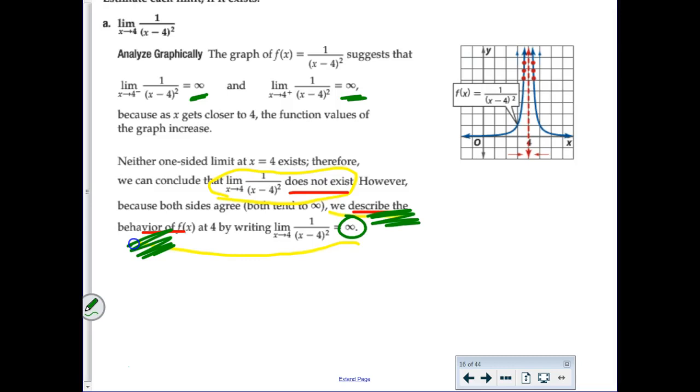So, because it's not an approachable point, it's infinity. So the behavior approaches infinity, but the limit itself technically does not exist. This is a confusing concept even in calculus. So when we get to the point of this is what your calculus questions will look like, it'll make more sense.